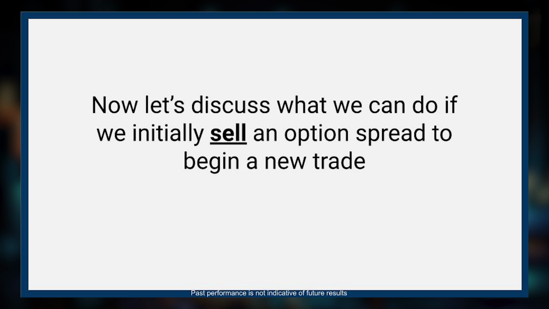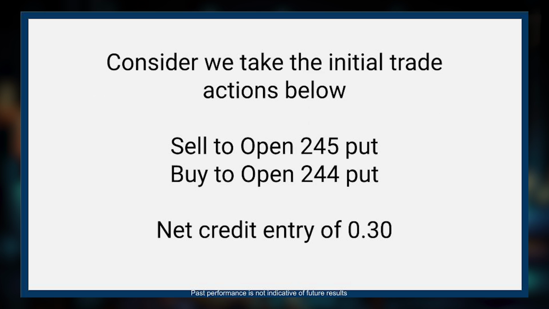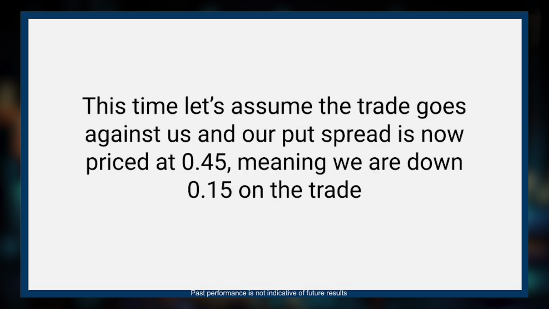Now let's discuss what we do if we initially sell an option spread to begin a new trade. One of my favorite tactics is sell to open a 245 put and buy a 244 put with a net credit of 30 cents. I make money if it stays above that 245. However, let's assume the trade goes against us and our put spread is now priced at 45 cents, meaning we are down 15 cents on our original opening trade.